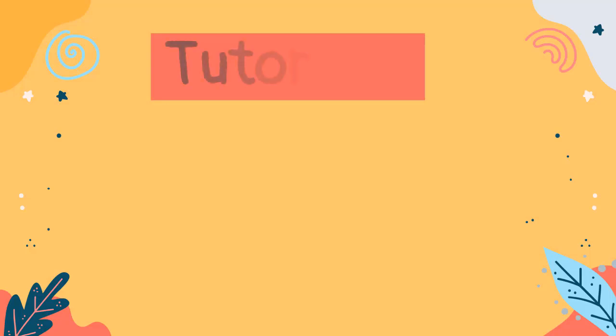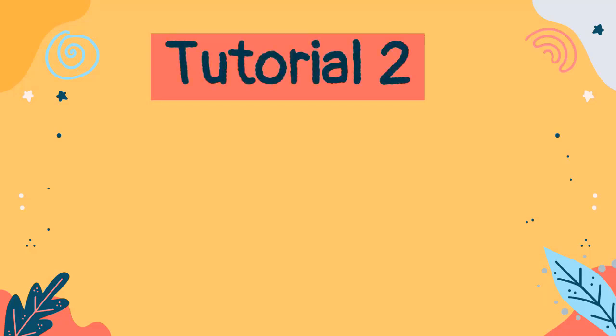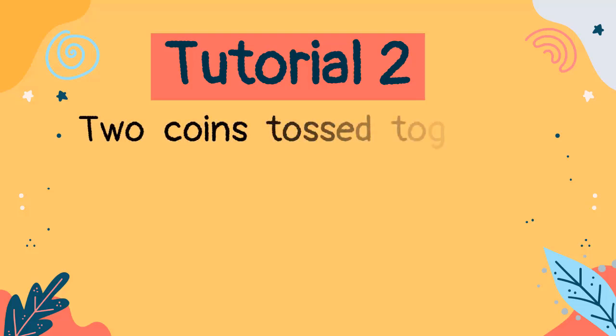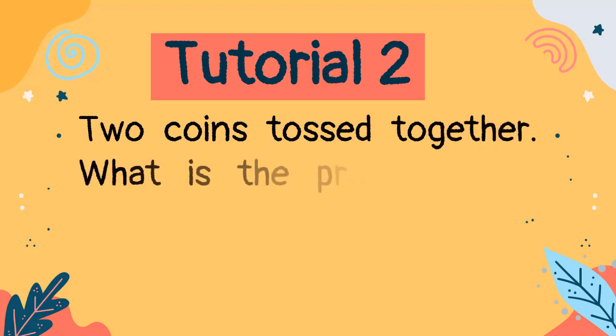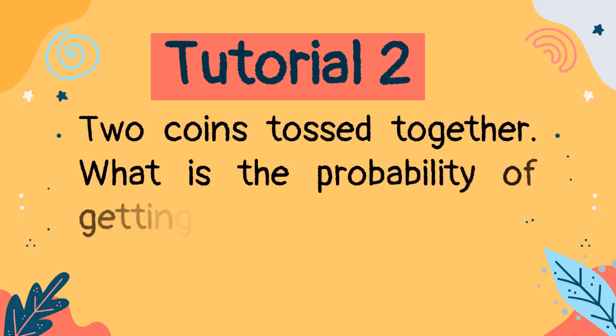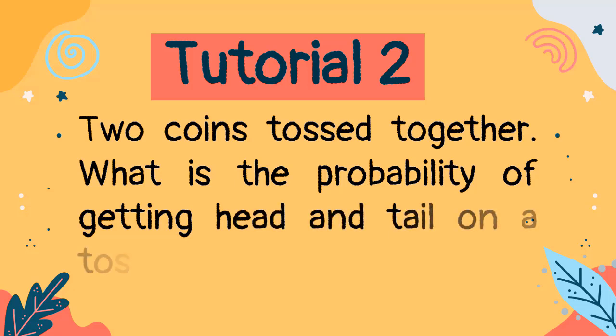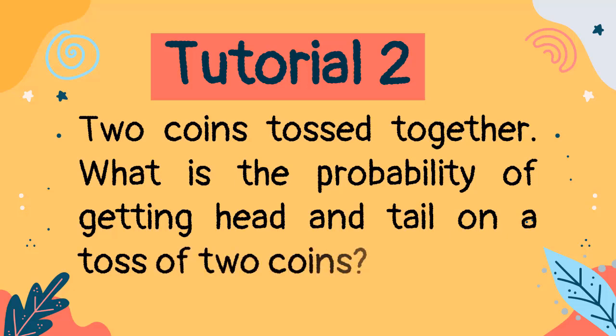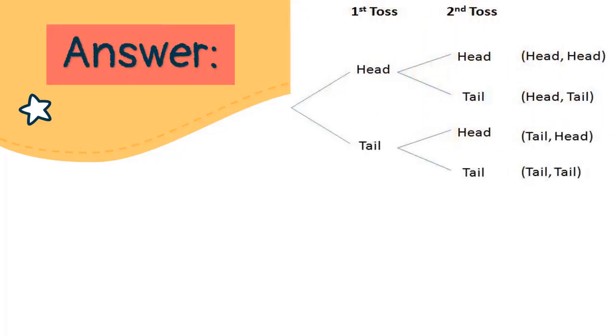The second tutorial. Two coins are tossed together once. What is the probability of getting head and tail on a toss of 2 coins? Answer. Look at the picture.